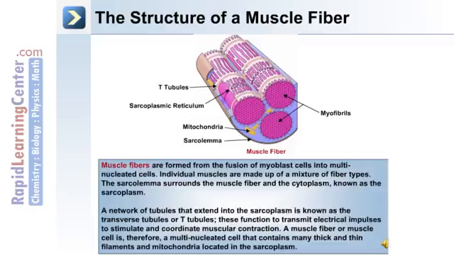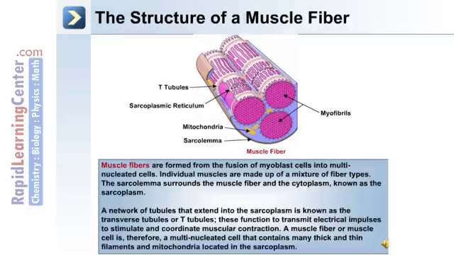This image depicts the structure of a muscle fiber. Surrounding the muscle fiber is the sarcolemma. Within the muscle fiber, including organelles such as mitochondria, are the myofibrils. Muscle fibers are formed from the fusion of myoblast cells into multinucleated cells. Individual muscles are made up of a mixture of fiber types.